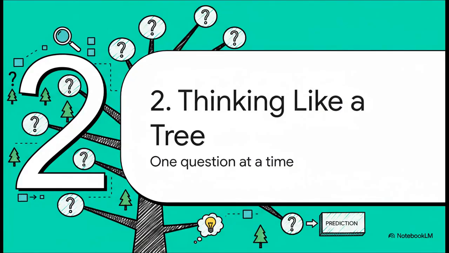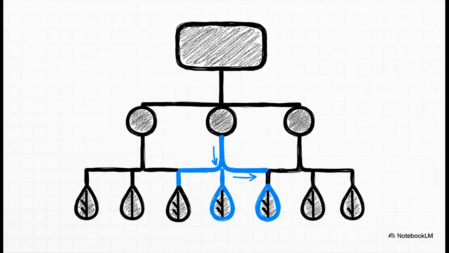But how does a tree actually think? Well, the process is surprisingly straightforward. It just makes predictions, one question at a time. It's basically a flowchart, or maybe an even better way to think about it is a game of 20 questions, but for data. So picture an upside-down tree.